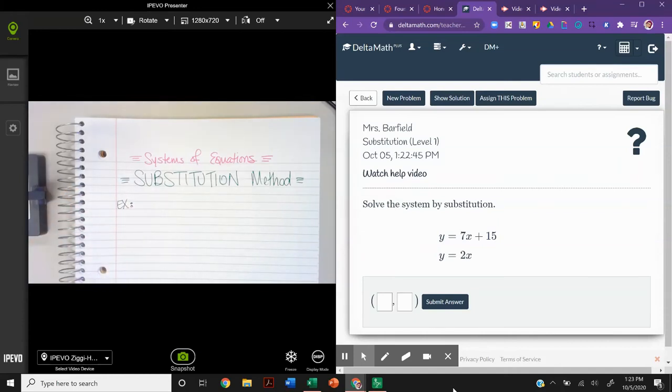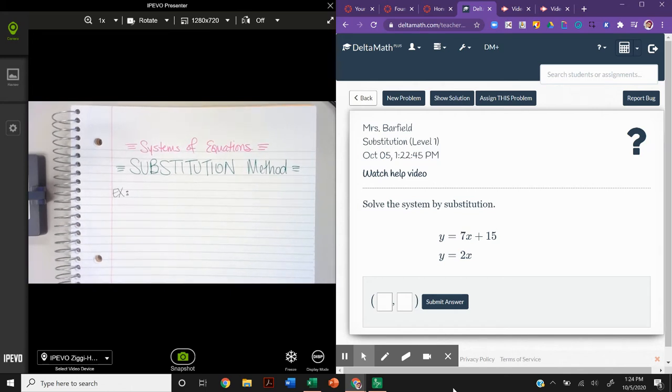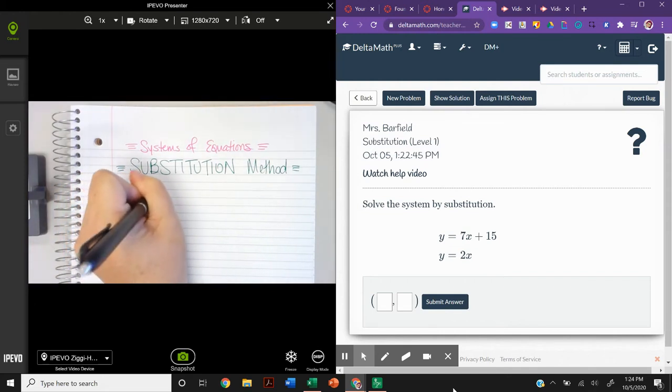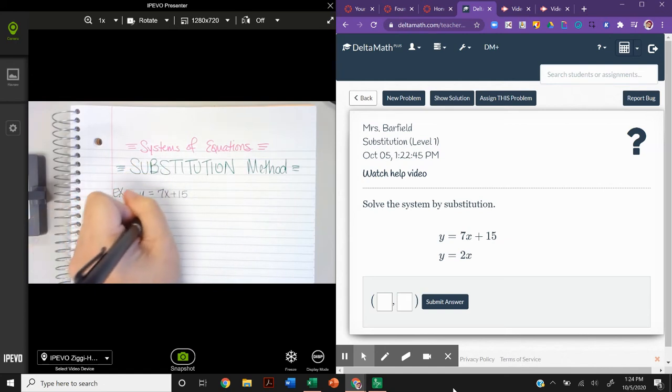All right, you guys. Welcome to Systems of Equations by substitution. Now, what we are going into is how to solve these algebraically, using our math skills in terms of solving equations. So if I have y equals 7x plus 15 and y equals 2x.